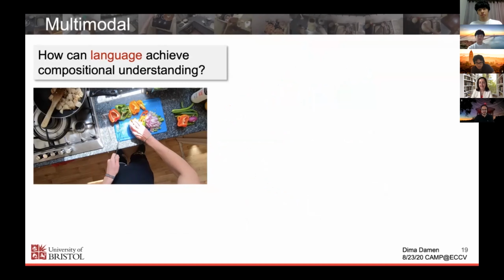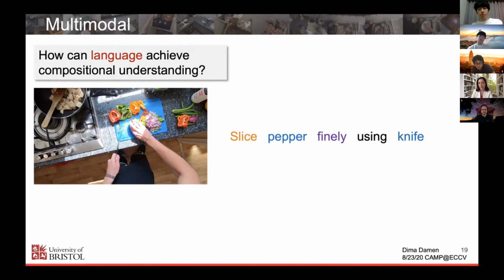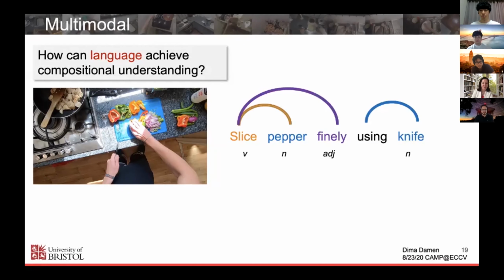So we will take a sentence that had been labeled with this video, like slice pepper finely using knife. We're gonna parse this sentence into the part of speech, right? So we're gonna say there are verbs, there are nouns, there are adjectives. If you've used any of these parsers, you know that they can give you a little bit more than that, right? They can tell you what applies to what, that this is the noun that's applied to this verb. They can tell you the adjective and which verb it applies to, etc.